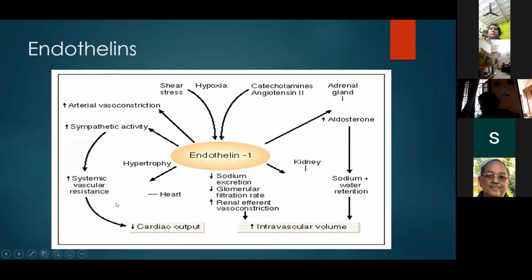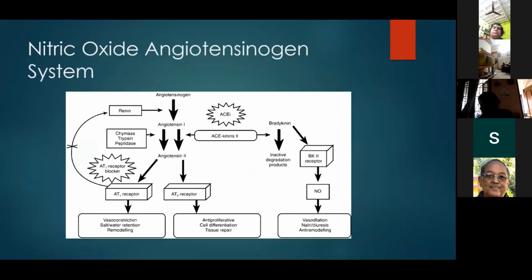There's increased systemic vascular resistance and then reduced cardiac output. So there is a balance which is going on. So endothelin is an important substrate in cardiac function. And the next such important function is done by the nitric oxide angiotensinogen system.